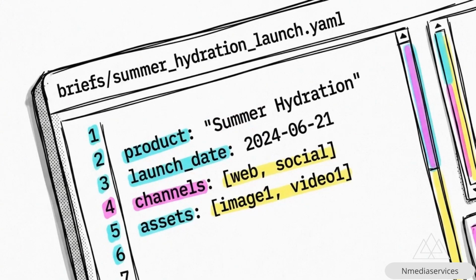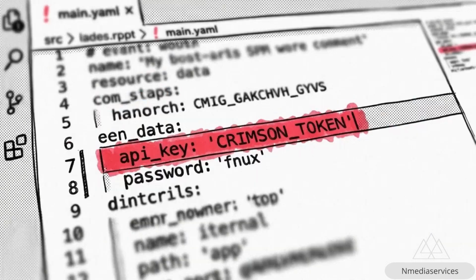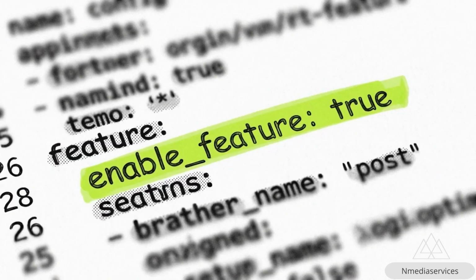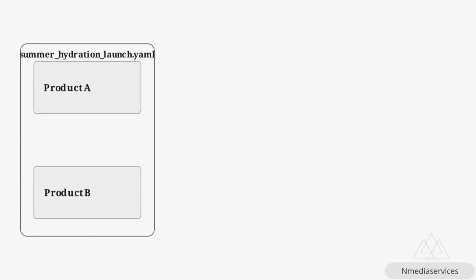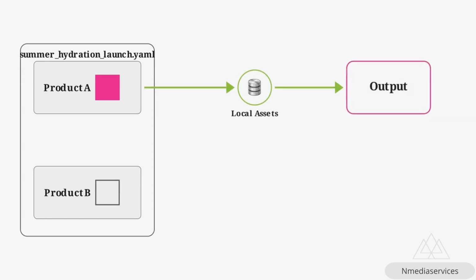We use a single YAML brief that defines the target region, the intended audience, and the campaign messaging. For this summer launch, the brief configures 2 products. Product A has an existing image, represented by a solid block. Product B is empty. The first product's supplied photo goes straight to output. The second product has no image, routing it to generation.